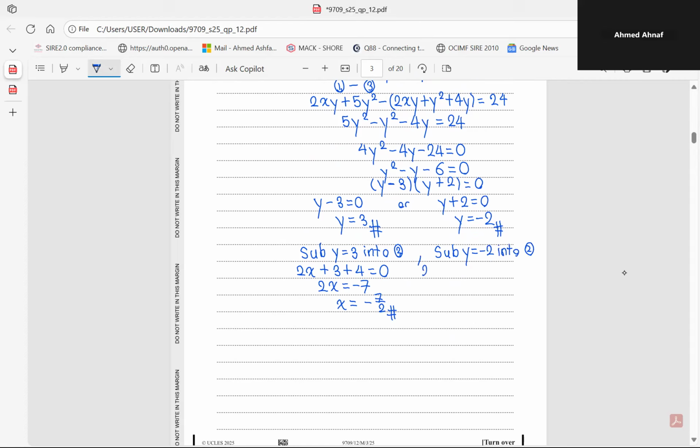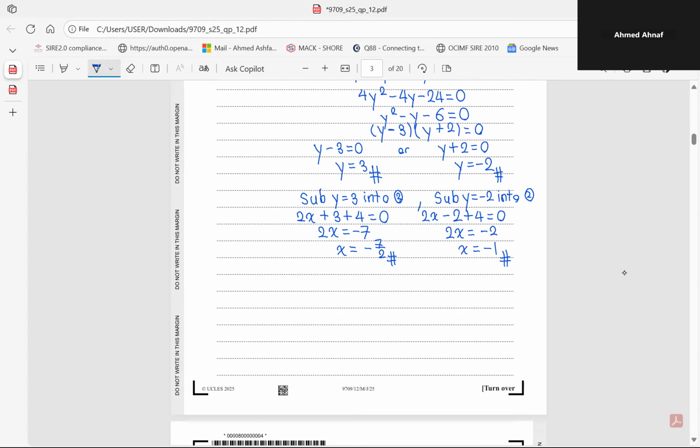So we'll have 2x minus 2 plus 4 equals 0. And then 2x would be equal to plus 2 minus 4. So 2 minus 4, that would give us, wait, sorry, it would give us minus 2. And then x would be minus 1. So these are our final answers for our x and y.